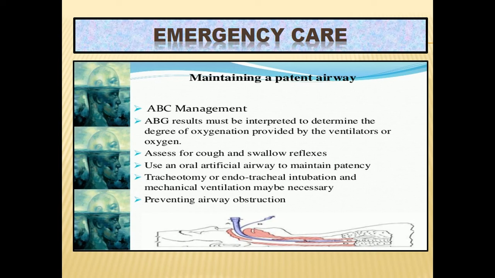So, in ABG we need to find out whether the patient is in acidosis or whether the patient is in alkalosis. Okay. So, we have three things: one is pH, the second is PaCO2, and HCO3 minus. Okay. Depending on those results, we find out whether the patient is in acidosis or alkalosis, and depending on that we manage the patient. Okay. So, this was about maintaining a patent airway and the ABG results.